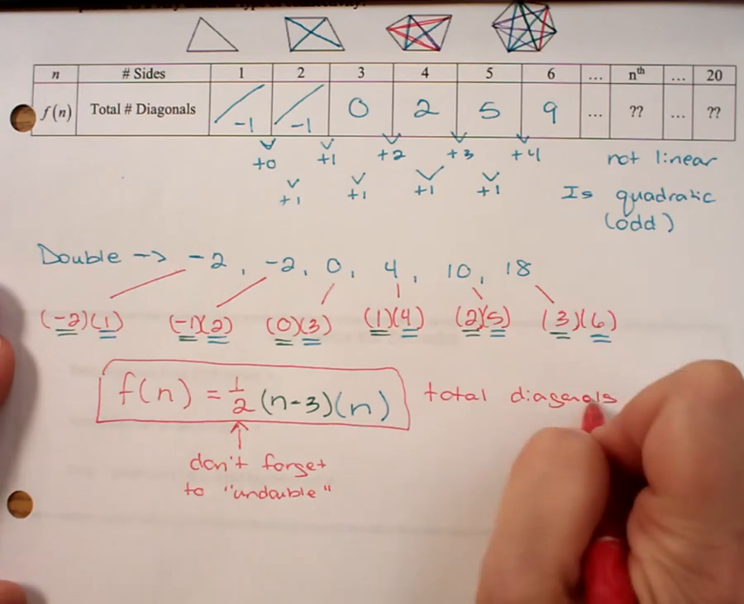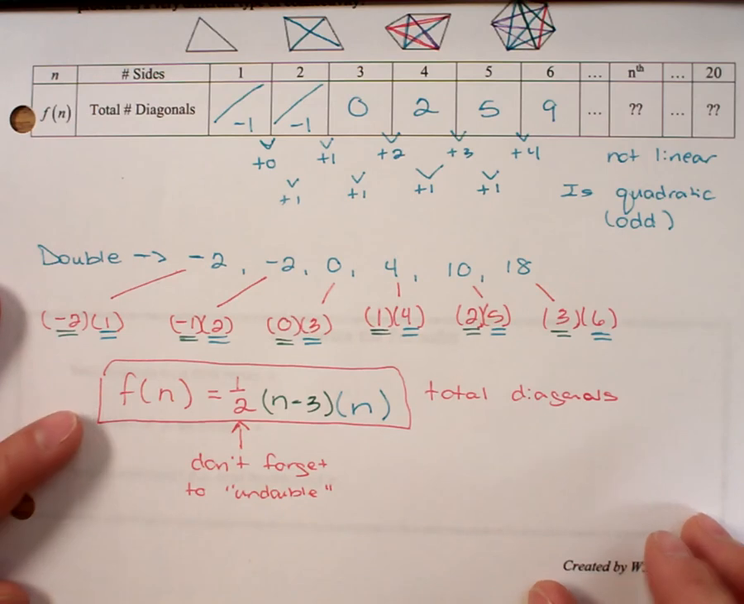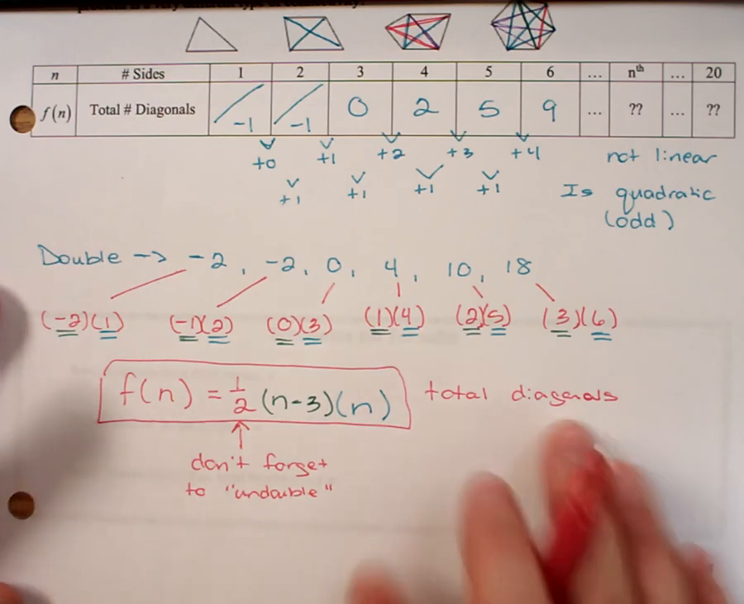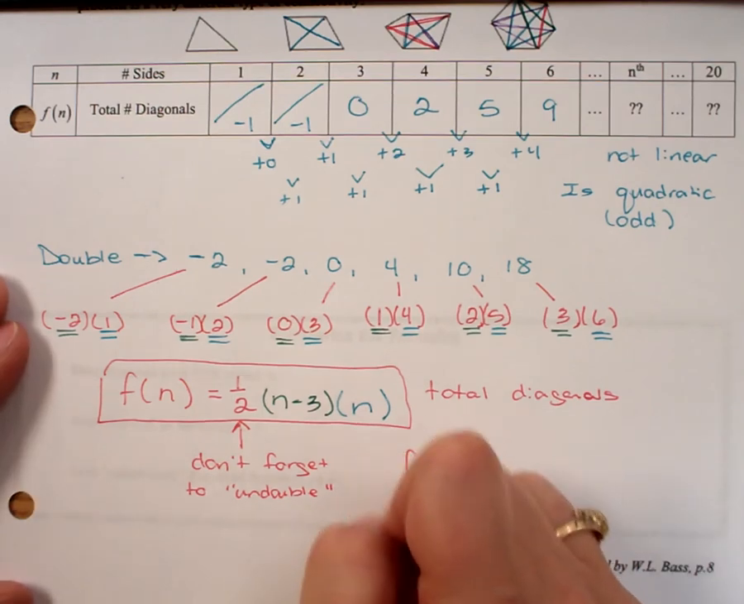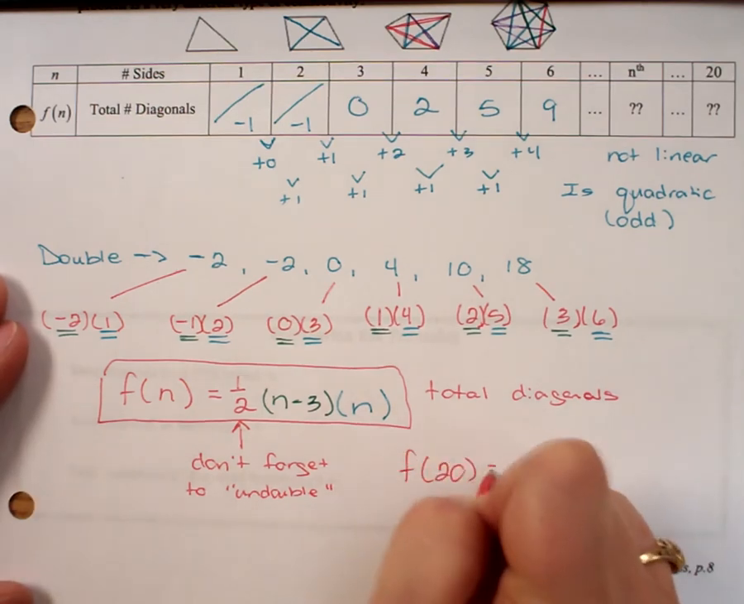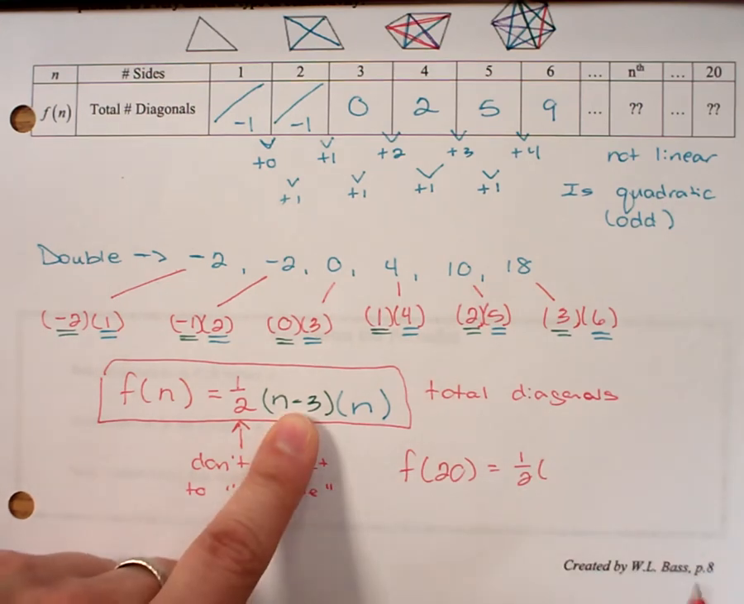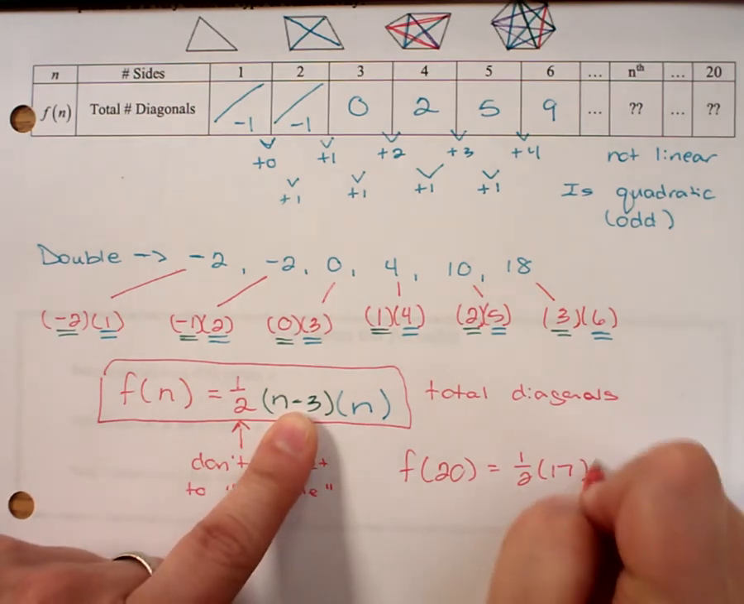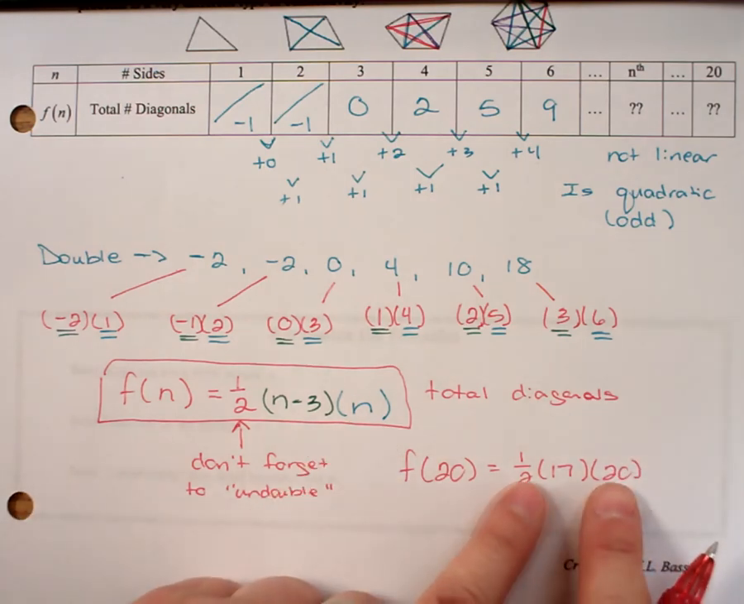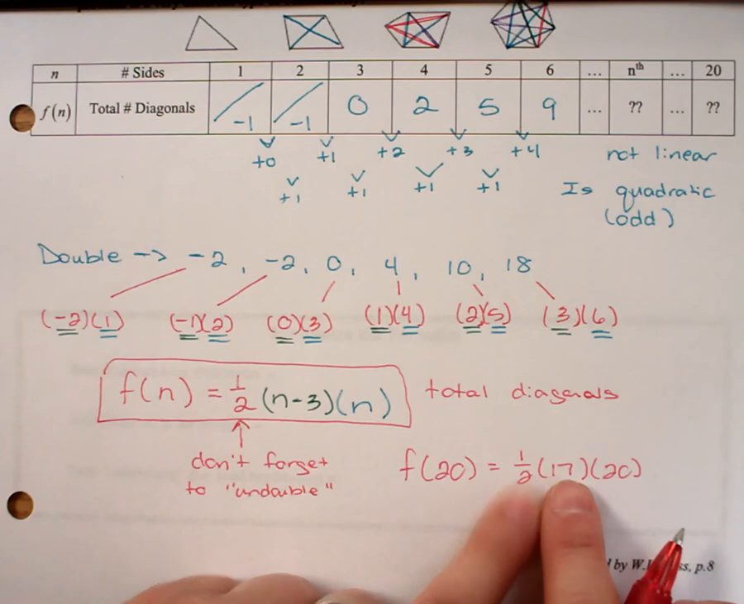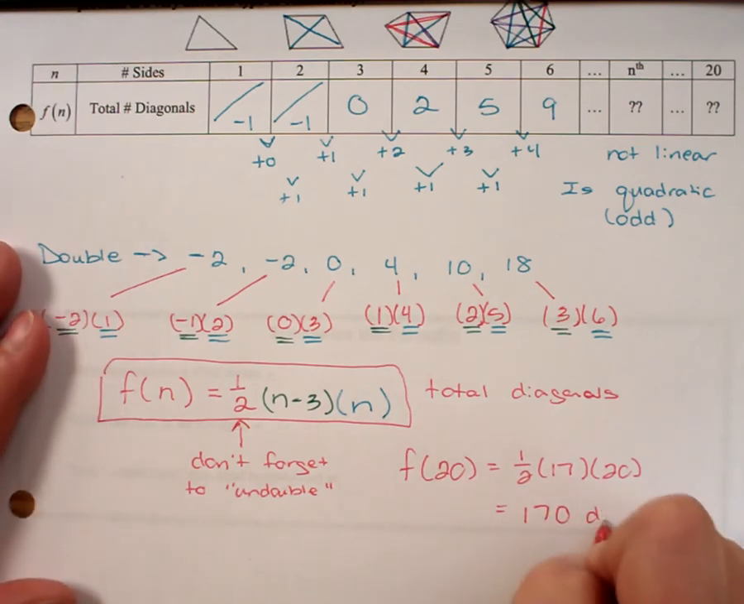Okay, so if we want to know all the diagonals in a polygon. So back to the original question for this problem: how many diagonals would be in a 20-sided polygon? Well, now we can just evaluate our rule. So we're going to have our 1/2. We can do this in our head. 20 minus 3 is 17. And of course, just 20. You don't even need a calculator for this because half of 20 is 10. 10 times 17 is 170. So there are 170 diagonals.